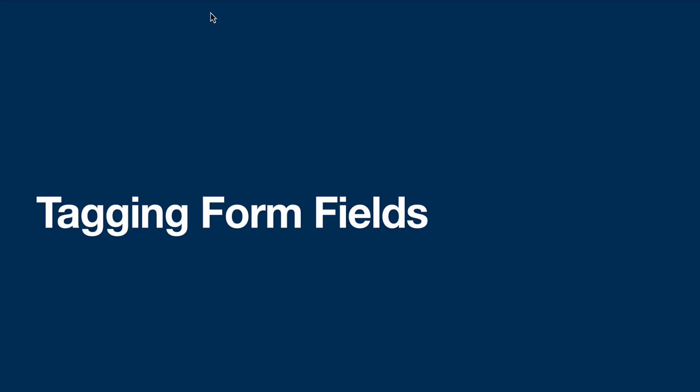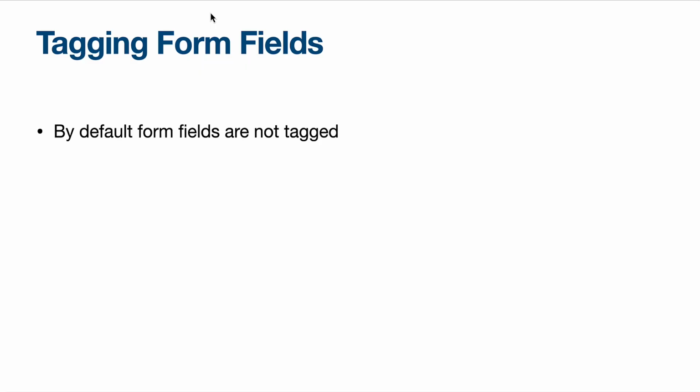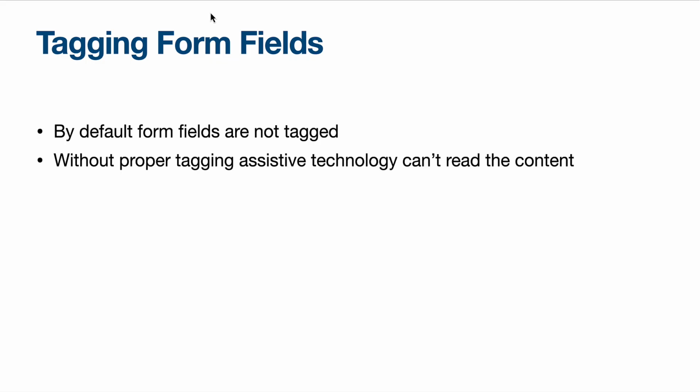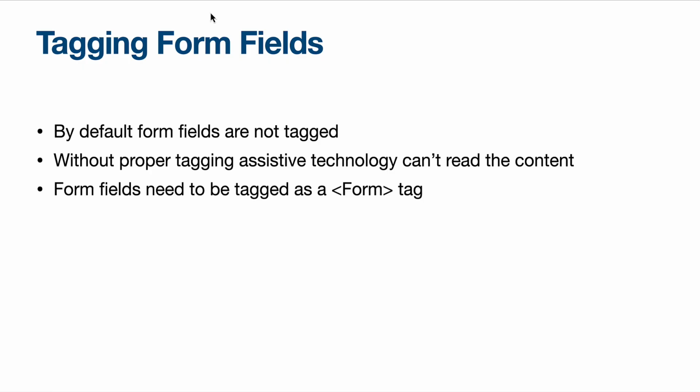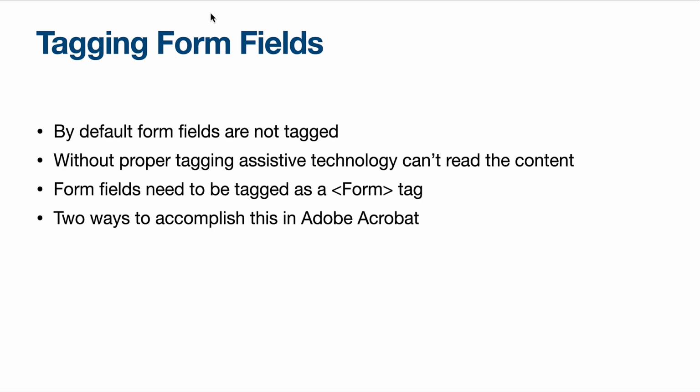Tagging form fields. By default, form fields in a PDF file are not tagged. Without proper tagging, assistive technology can't read the content, particularly those form fields. The form fields need to be tagged as a form tag in order to be read appropriately using assistive technology. There are two ways to accomplish this in Adobe Acrobat, and we're going to take a look at both methods, and you can determine on your own which method you prefer.